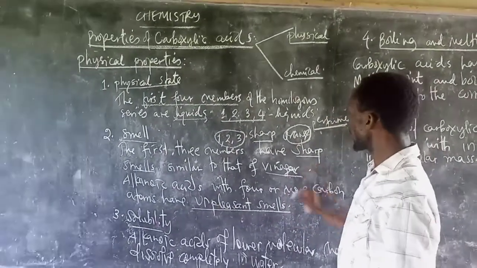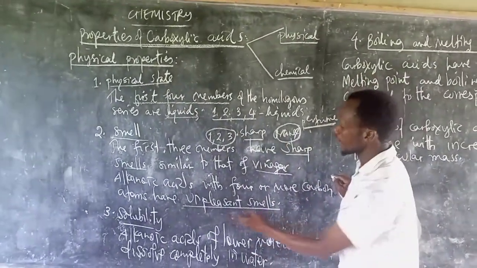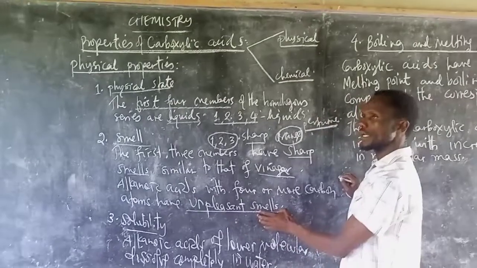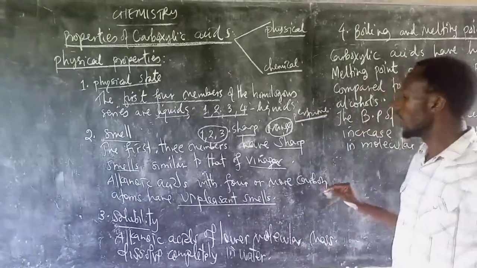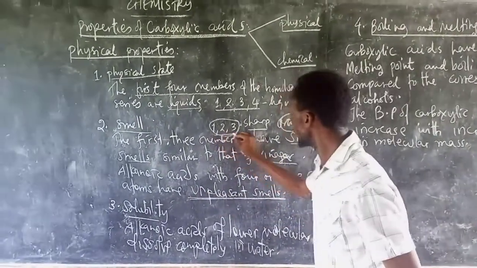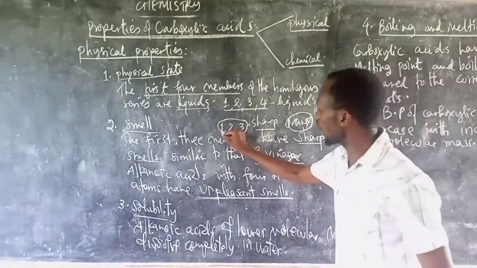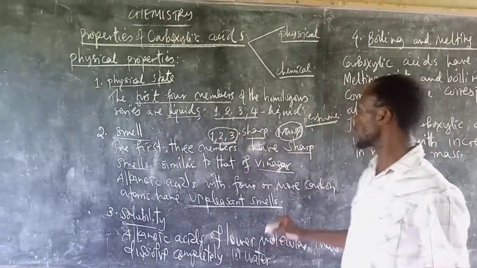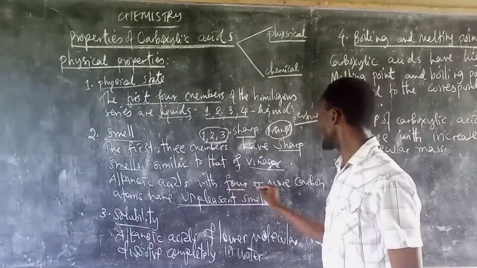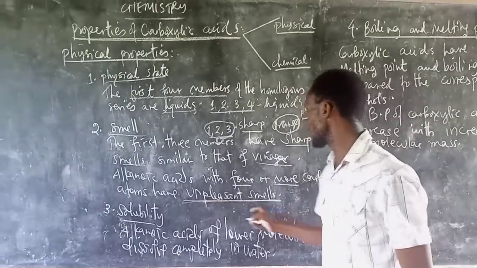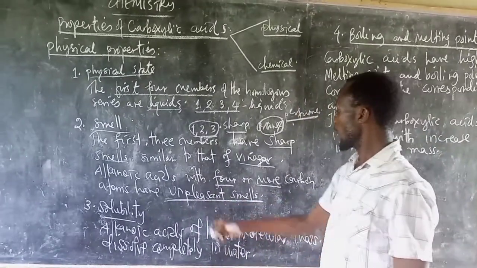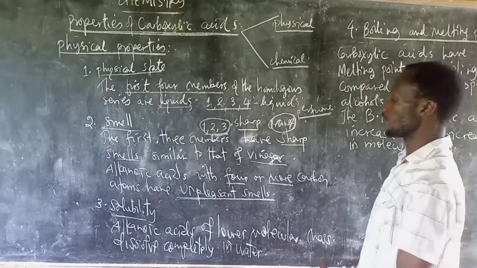Means, if you are talking about butanoic acid, pentanoic acid, hexanoic acid, heptanoic acid, octanoic acid, nonanoic acid, decanoic acid, these have got unpleasant smell. But the first three members, that is methanoic, ethanoic, and propanoic, have got sharp smell. But for those having 4 carbons and more, they have got unpleasant smells. Examples are butanoic acid, pentanoic acid, hexanoic acid, heptanoic acid, and so forth.